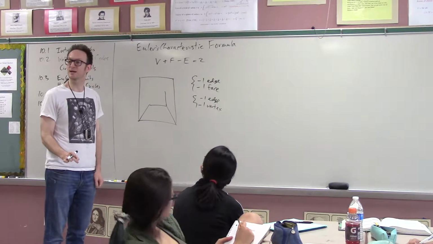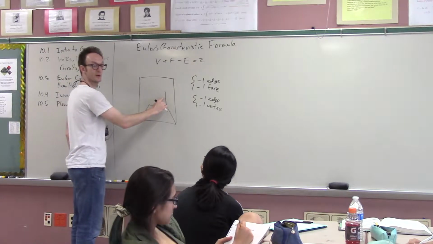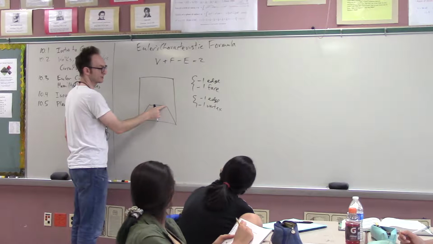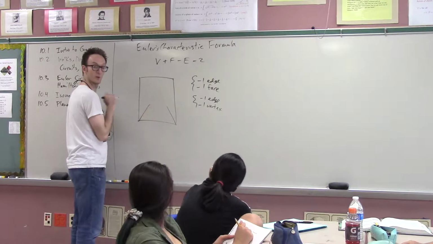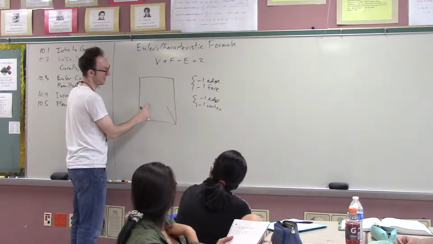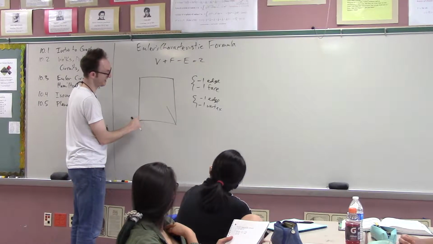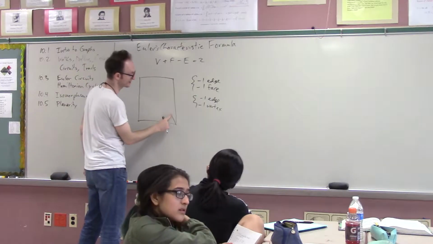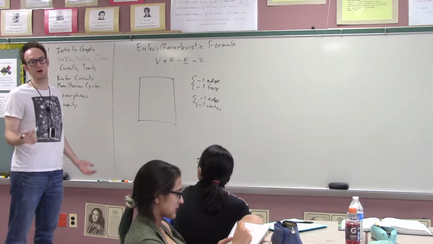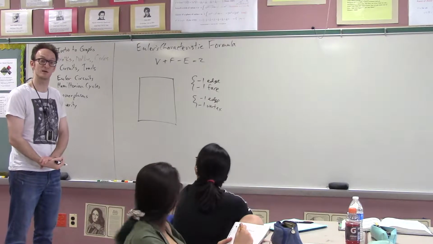And now you just kind of keep on doing this, right? If I remove this one, I lose one edge, one vertex. If I remove this one, I lose one edge and one face. If I remove this one, I lose one edge and one vertex. And then stop at some point. I don't know when you want to stop. Maybe go all the way. Maybe stop when you get to a polygon or something.